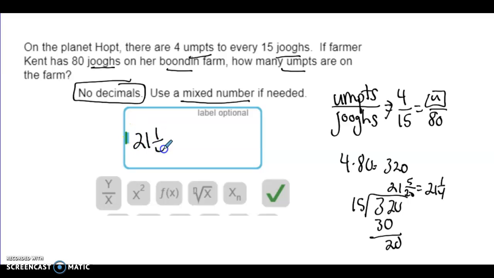21 1/4. If you don't simplify the fraction part of your mixed number, it will tell you that you need to enter your answer as a reduced fraction before hitting the check mark.